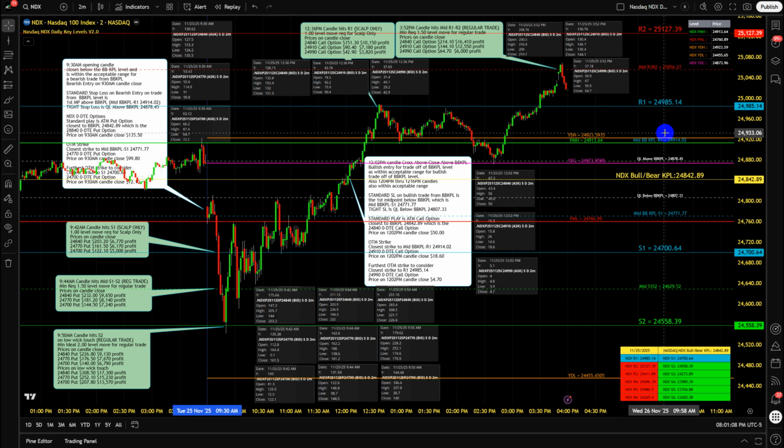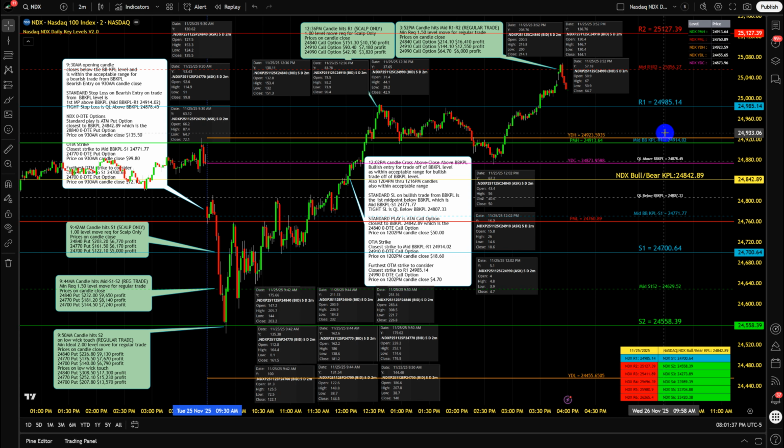The midpoint levels also serve an additional purpose for gauging continuing momentum, and also for reaching a 1.5 level minimum threshold for what we call a regular trade. Just like with our SPX daily key levels indicator, there are two different types of trades with this Nasdaq NDX daily key levels indicator. One is scalp only trades, and the other is what we term a regular trade.